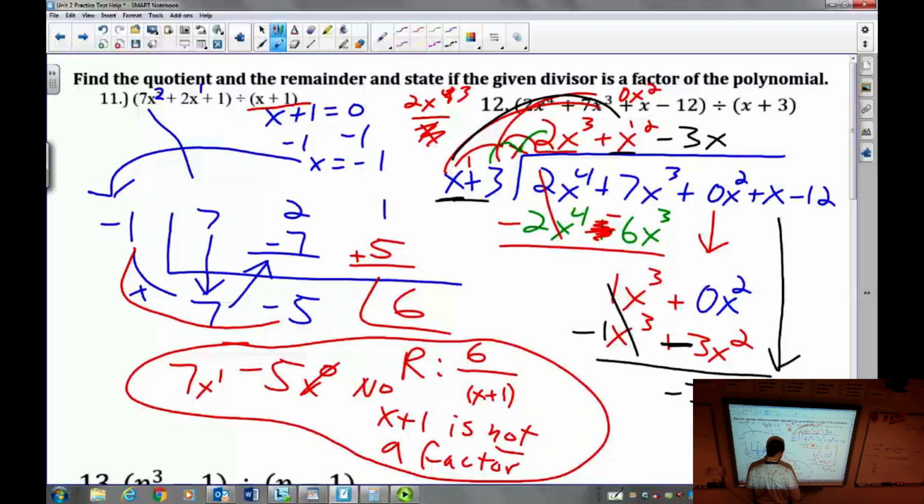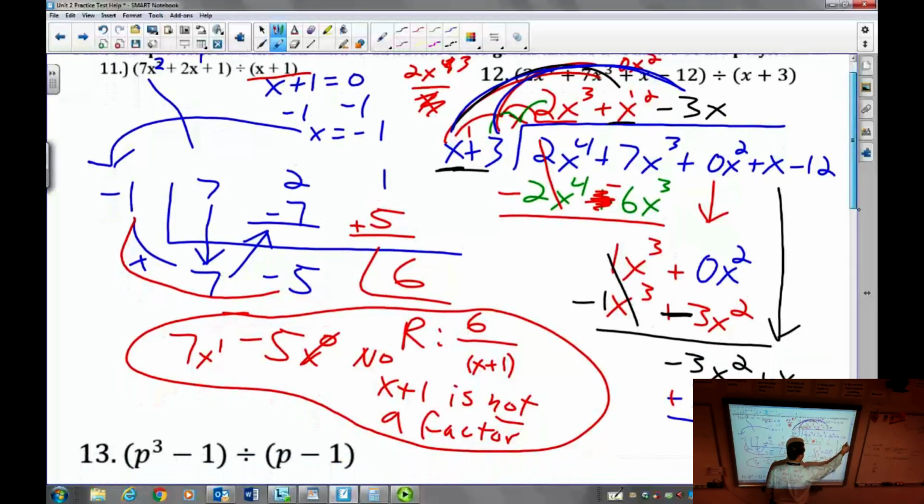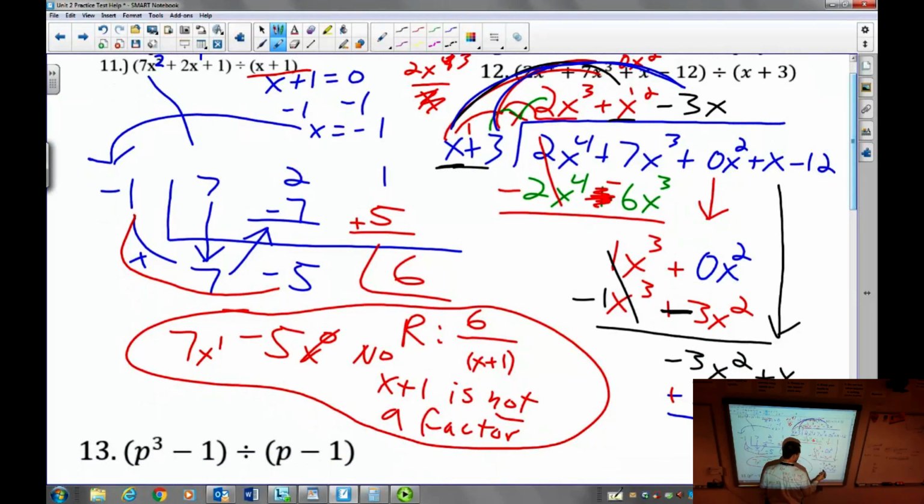And the reason why is because x times negative 3x is a negative 3x squared, and we get that to match up. There we go. And then 3 times negative 3x is a negative 9x. Cool. And then we change the signs. And then those become pluses. And so then the negative 3x squared and positive 3x squared will cancel out. And then we have 9x plus 1x is 10x.